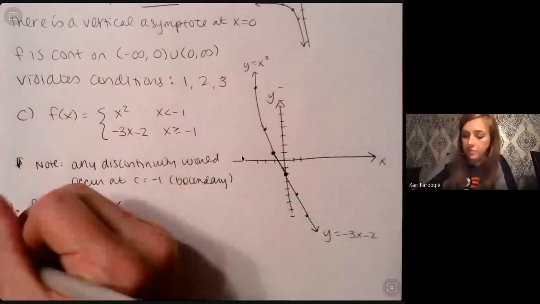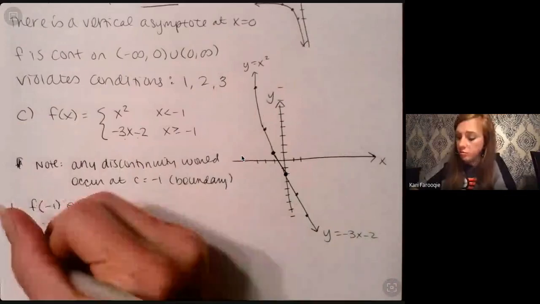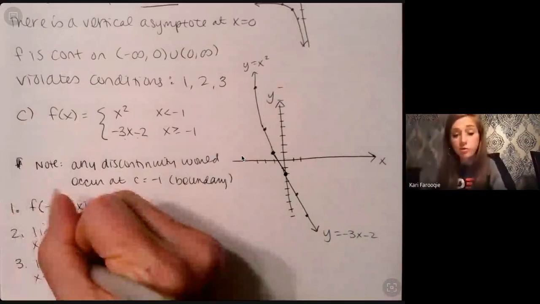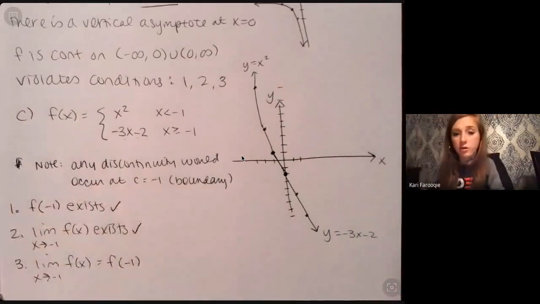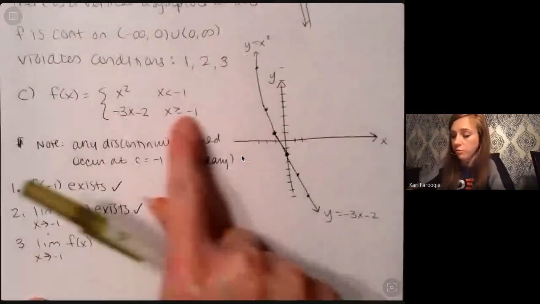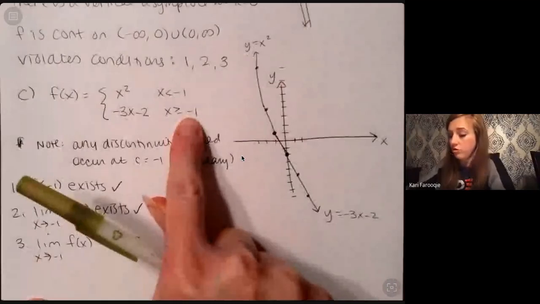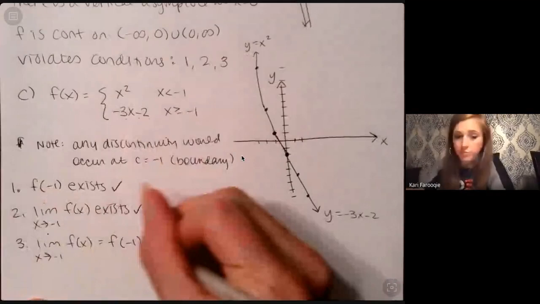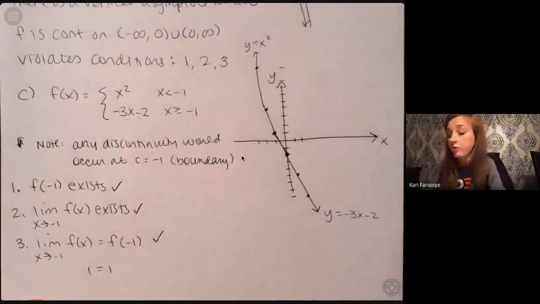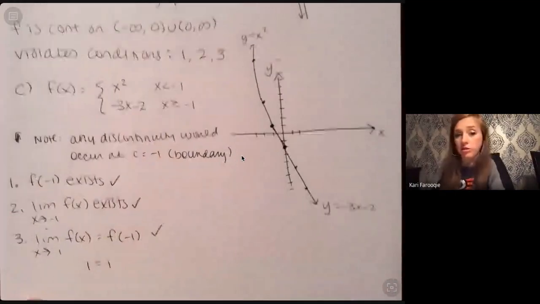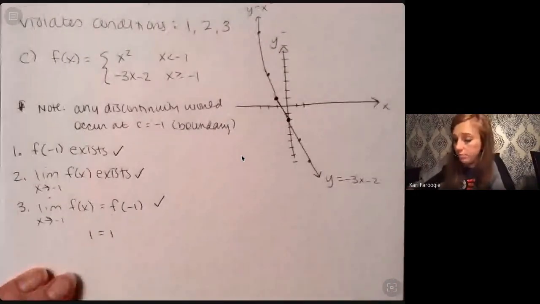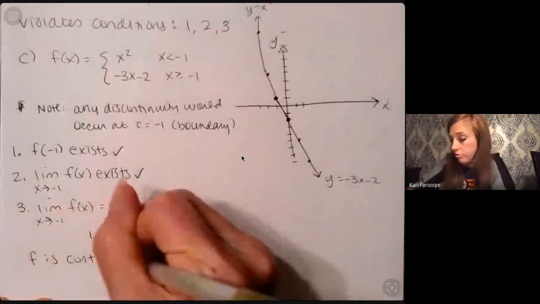The third condition is that the limit must be equal to the function value. And that's true too, because f of -1 would follow this definition, and f of -1 would be equal to +1. And we just said that the limit is also +1. Check. So we actually don't have a discontinuity at c equals -1. So we could say that this function is continuous on its entire domain, which is all real numbers.